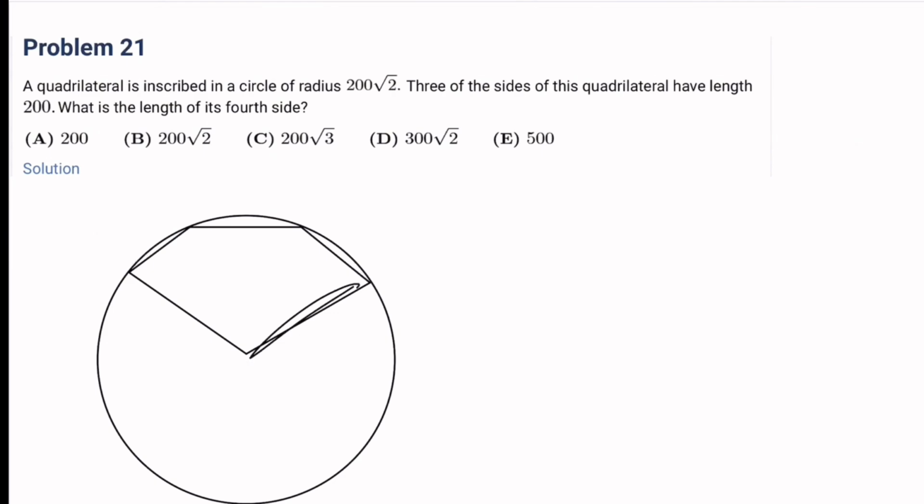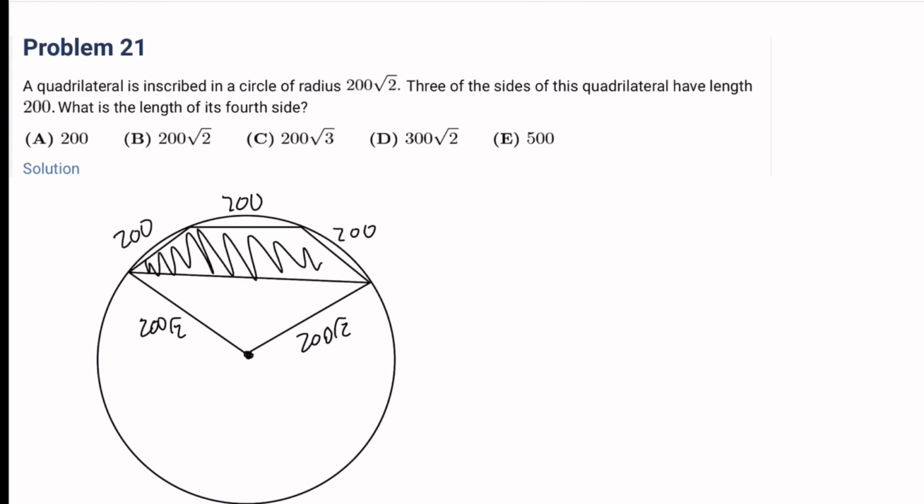So that means that this one's just going to be 200 root 2, 200 root 2, and 200 root 2, because this is the center. And then three of the sides have length 200, so these three will be 200, 200, and 200. And we want the length of its fourth side, and this will be the fourth side of the quadrilateral. So this will be our quadrilateral. And then what we can do now is we can just put lines like there and right there, because those will help us. And since these lengths are equal, we know that these have the same angle, and we see that this angle will be equal to that angle.